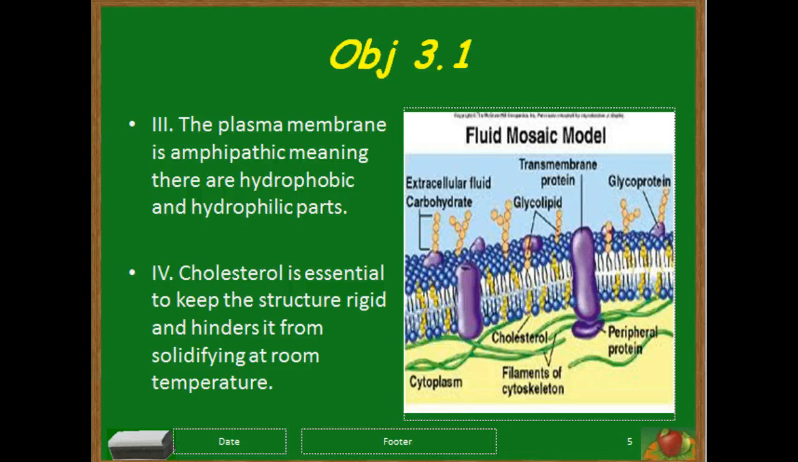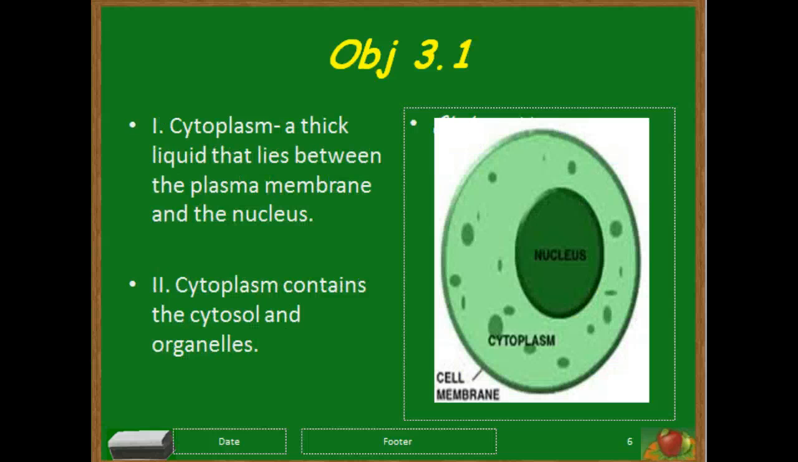Okay. Now, let's move to the next part. Let's actually talk about the organelles of the cell. First thing with the organelles, I want to start with the cytoplasm. Cytoplasm is very, very important. It is present in both eukaryotes as well as prokaryotes.